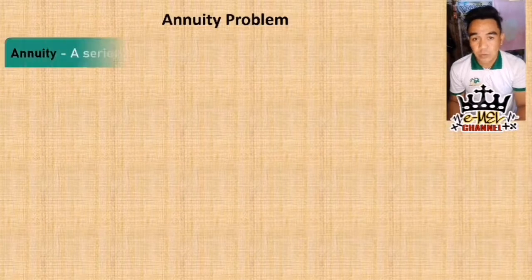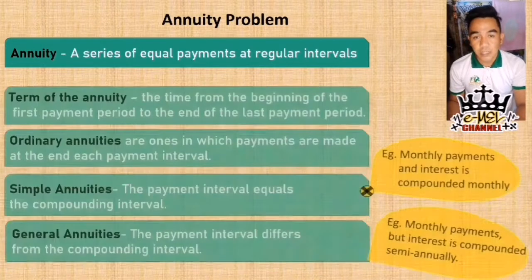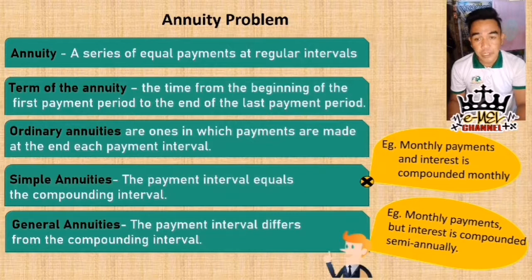First, what is an annuity? An annuity is a series of equal payments at regular intervals. Now let us define the other terms for the annuity. The term of the annuity is the time from the beginning of the first payment period to the end of the last payment period. When the payments are made at the end of the payment interval, we call it an ordinary annuity.